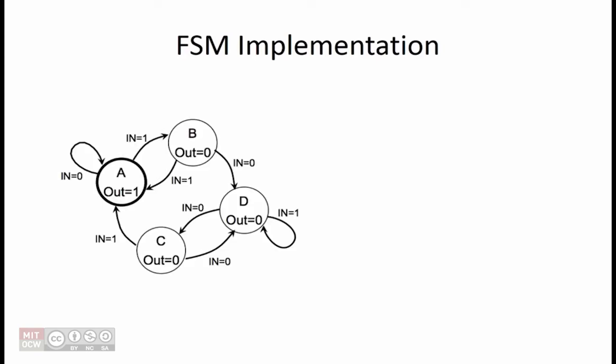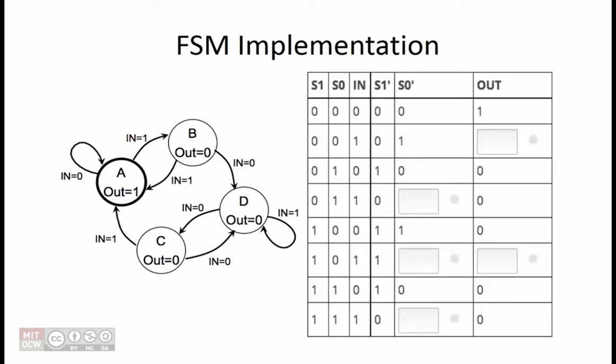In this problem, we are given a four-state transition diagram. We know that it represents a Moore machine because the output is a function of only the current state. We are also given a partially filled out truth table, and our first job is to fill in the missing entries in the truth table.